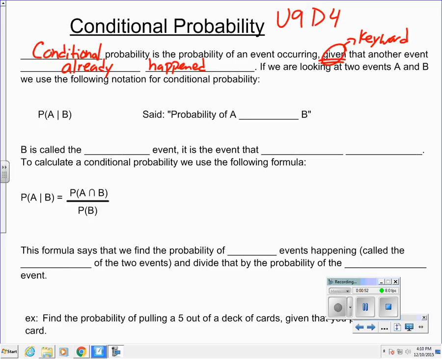So we have a special notation that we use for conditional probability. It's this notation here, probability of A given B. This little vertical slash is what we use for conditional probability, and you would say that out loud as probability of A given B. B, our second event, is called our given event, and it goes second in that notation. So what we're actually looking for here is the probability that A happens given that B already happened. So B again is called the given event. That's what already happened.